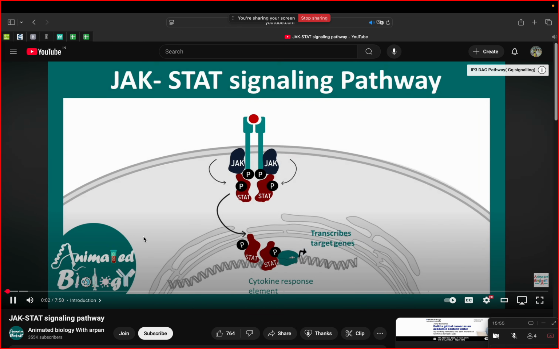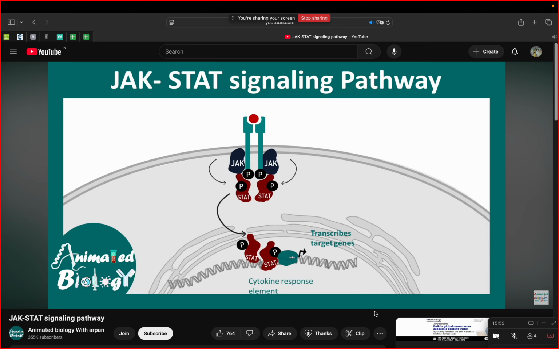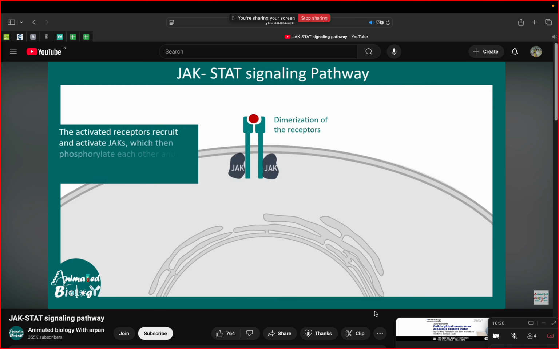Talking about the JAK-STAT signaling pathway. This is a very important cell signaling pathway which is important in the context of development, physiology, and disease. The JAK-STAT signaling pathway begins with a cell surface receptor, most commonly a cytokine receptor. So cytokine binds to these receptors, leading to their dimerization. These are the membrane surface events.